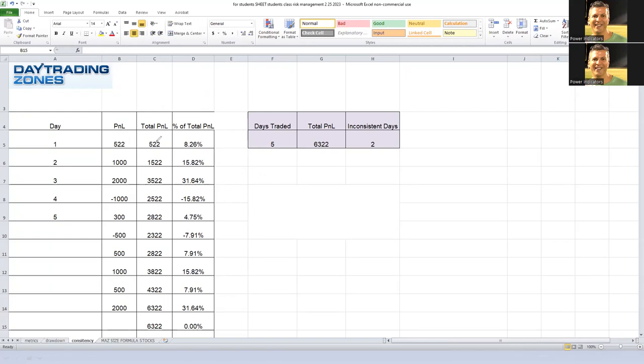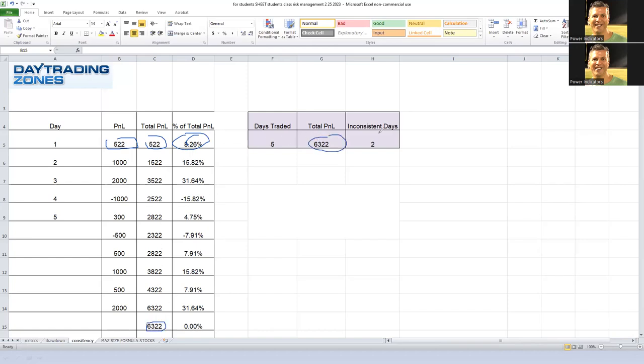what it does here, it says, okay, in any given day, this P&L represents what out of my total P&L. So as you accumulate the P&L from 522, the first day, this is 100%. And it goes down, it goes down, it goes down. Your total P&L is 6,322.